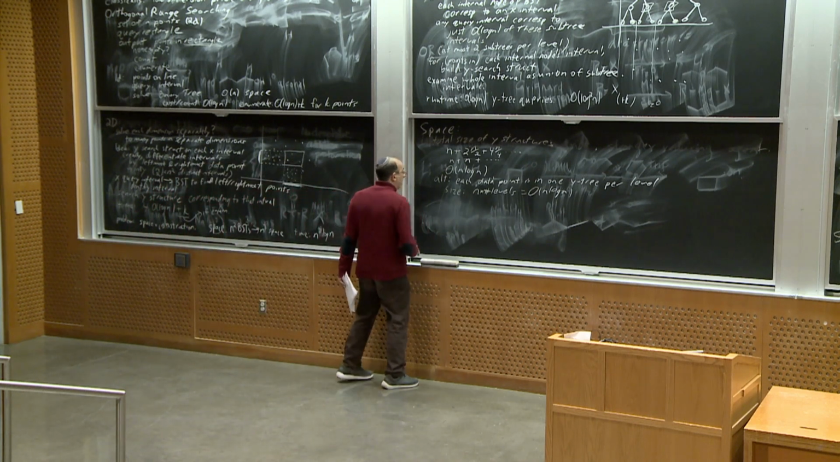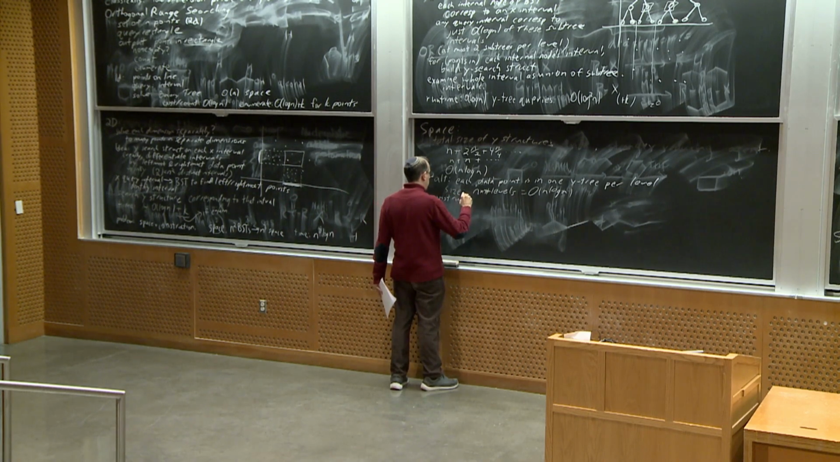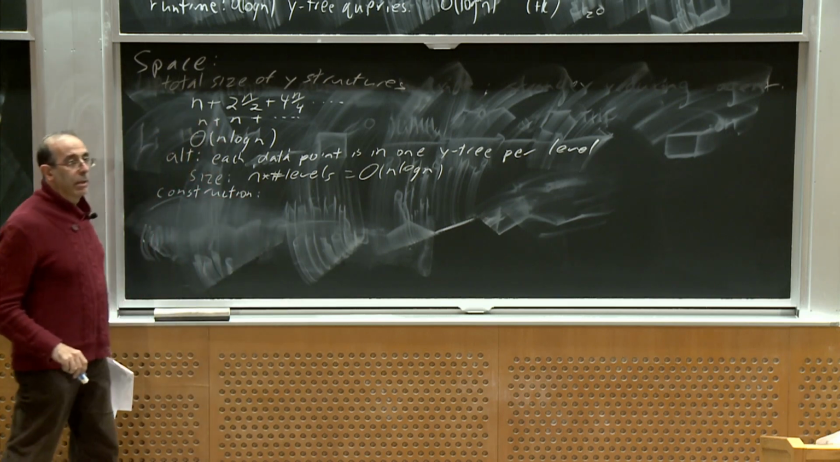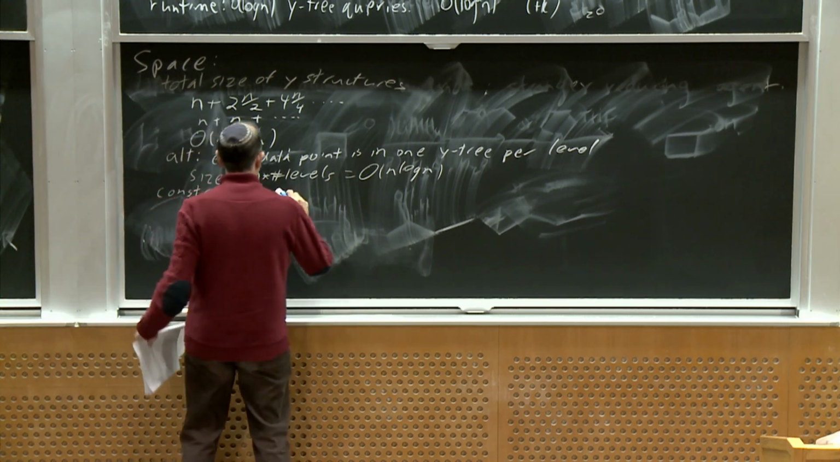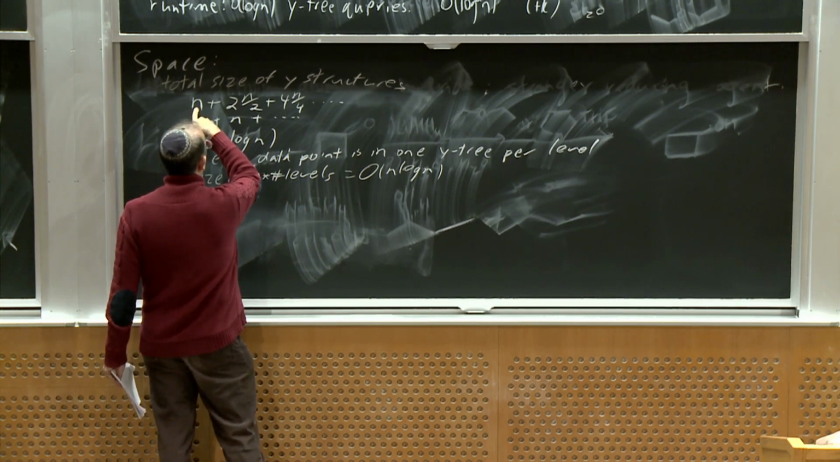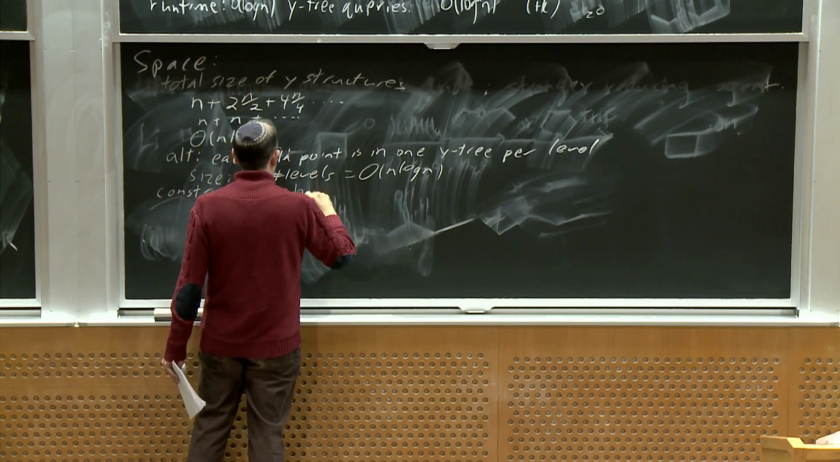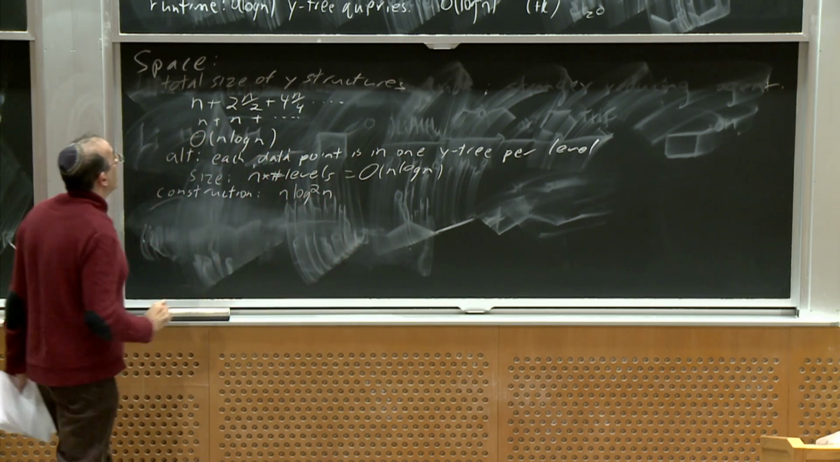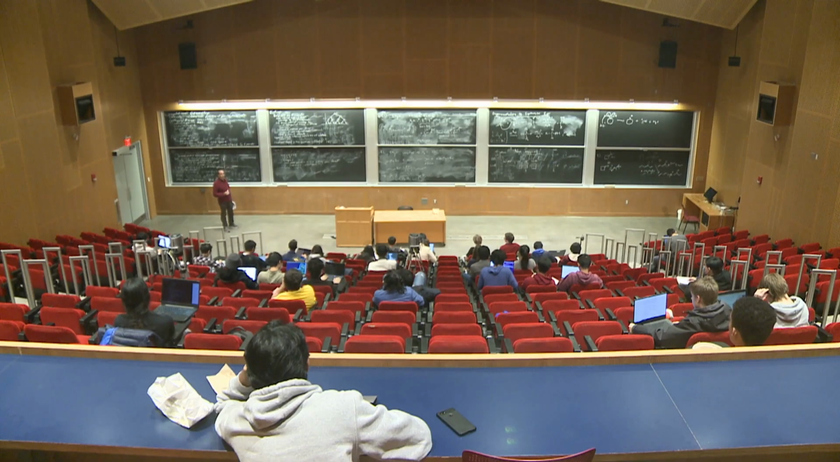All right. And the construction time is similarly nice. You're going to have one subtree that takes you n log n time to construct, two subtrees that take you n over 2 log n time to construct, and so on. So this is going to be about n log squared n. So that's pretty good.